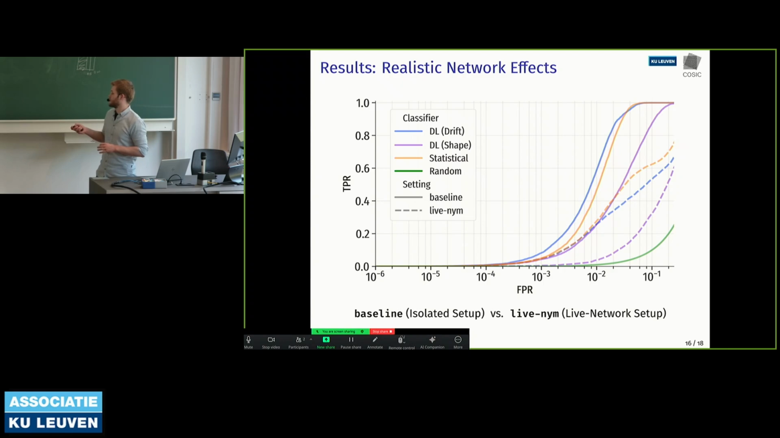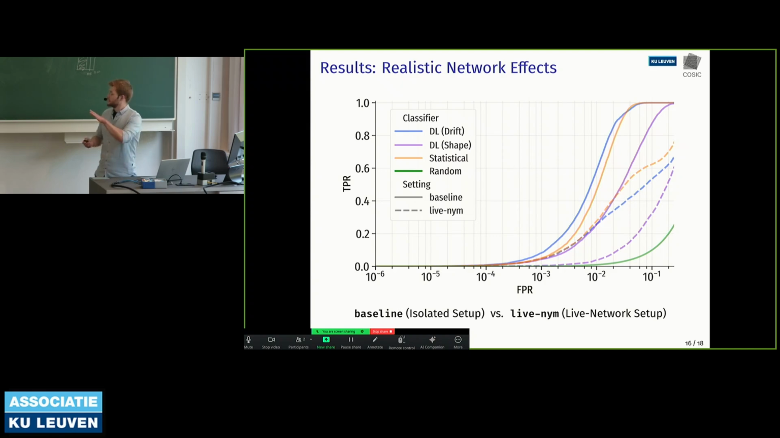So first of all, you can see that the violet line is always lagging behind the respective other blue and orange lines. But then the second, more important takeaway from this plot is that in the live NIM dataset, we see that our classifiers really struggle. The performance goes down quite significantly, which we attribute, of course, only to the network effects, because that's the thing that we changed between these two datasets.